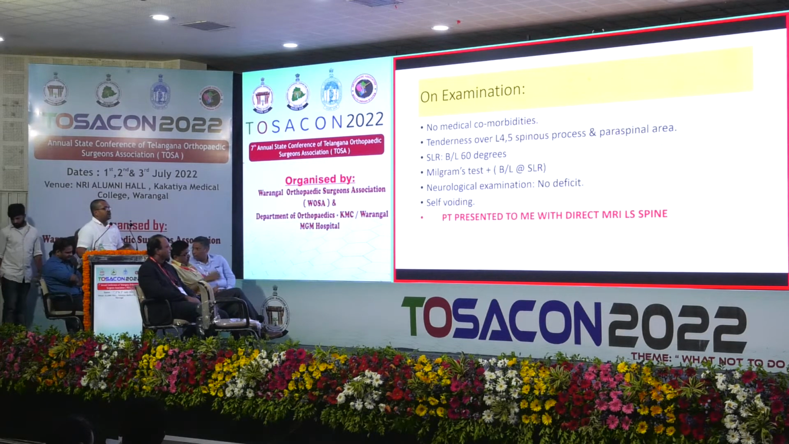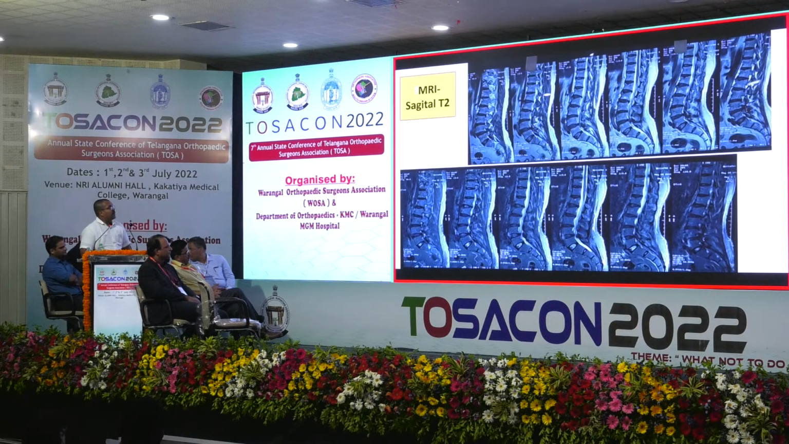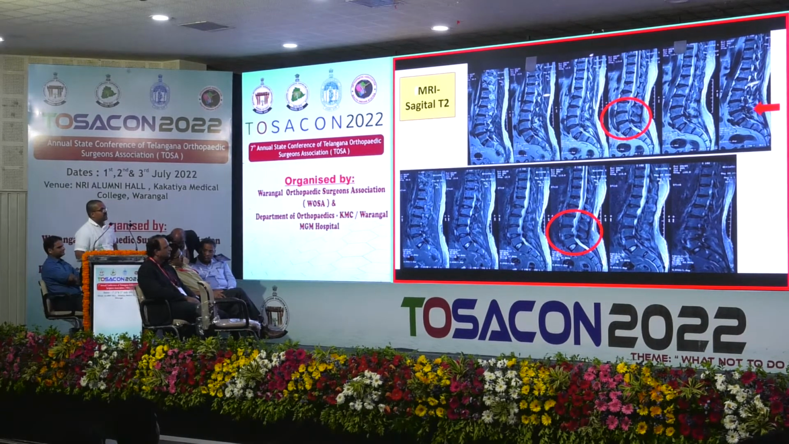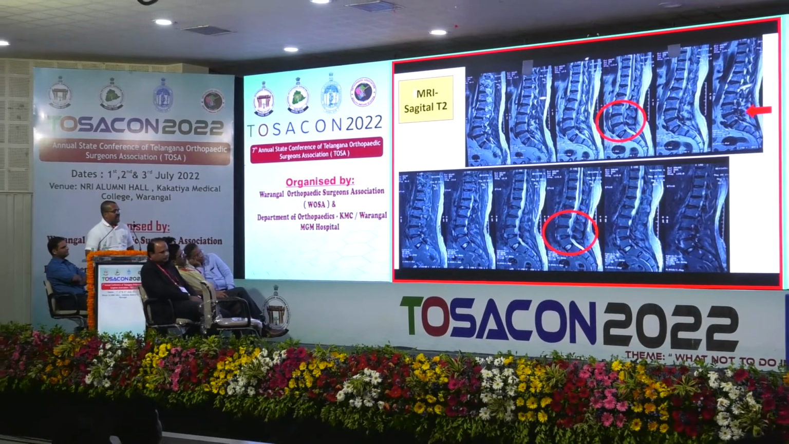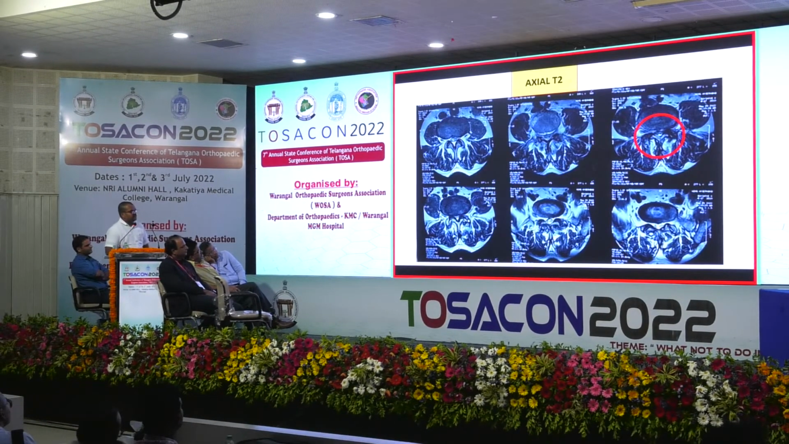The patient presented to me with a direct MRI LS spine. So this is the MRI sagittal view, T2 section, where we can see canal stenosis at the L4-5 level. You can appreciate it more here with left side foraminal stenosis. Coming on to the axial sections, there was a severe canal stenosis at the L4-5 level, and you can appreciate more here with facetal arthropathy and facetal effusion.